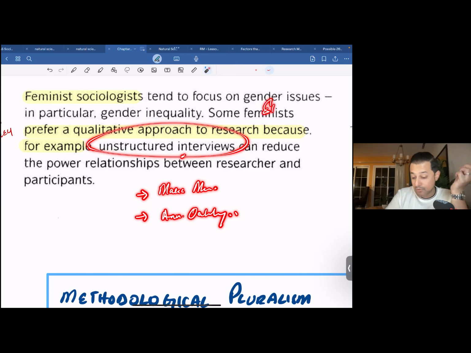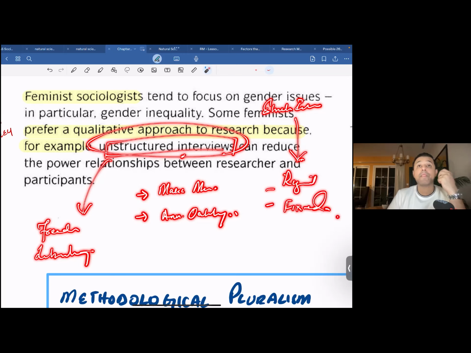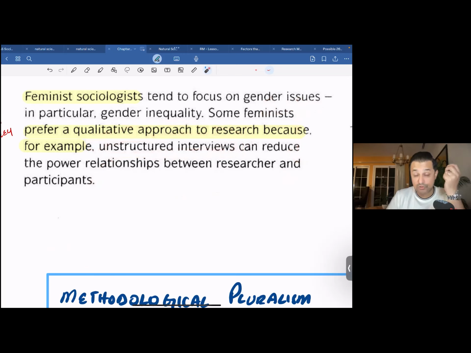I'm talking about a comparison between structured interviews and unstructured interviews. Unstructured interviews give the respondent the freedom, the liberty, right? However, structured interviews are more rigid, more fixed. So your theoretical position as a sociologist affects your topic of research and the method of research that you'd want to pick.